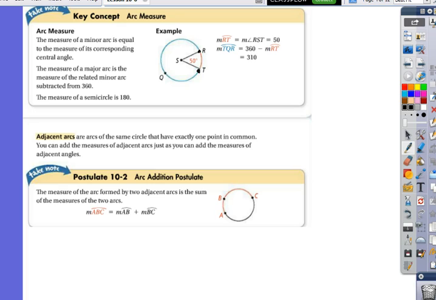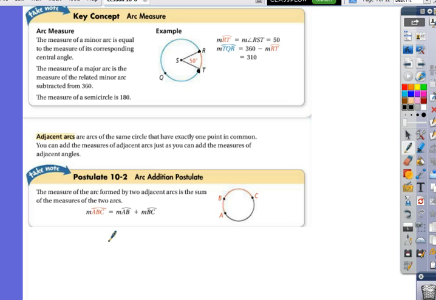Wait, so the RT would just equal 50 because the rest doesn't matter anymore? Right, so arc RT would equal 50 degrees for its measure. Arc TQR would equal 310 for its measure. And so the notation is the little m with an arc and the stuff that describes the arc. And that's how you designate its measure. Question?